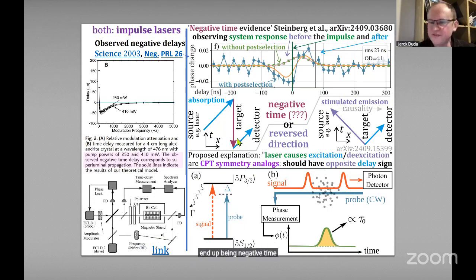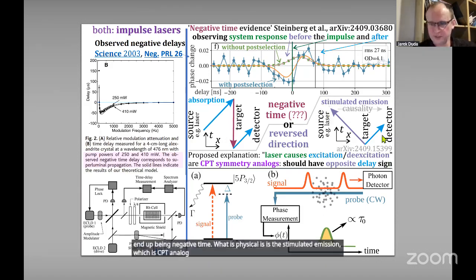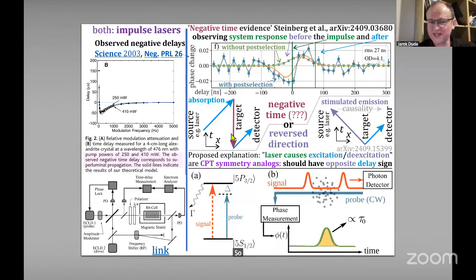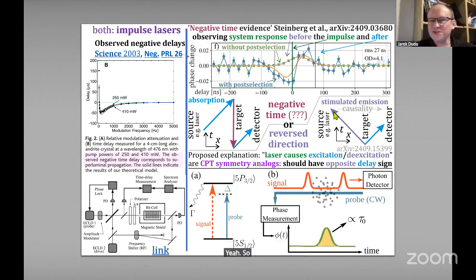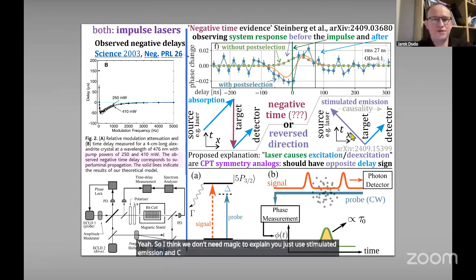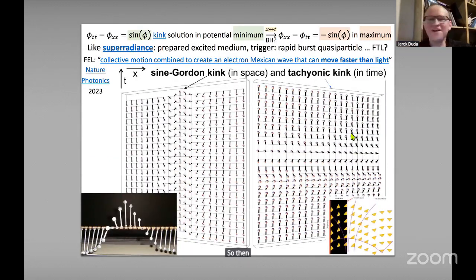What is physical is the stimulated emission, which is the CPT analog of absorption. So we have a reverse delay. So instead of this spending negative time, I think we should think about the stimulated emission. So I think we don't need magic to explain it. Just use stimulated emission as the CPT analog of absorption. So then, another nice topic, tachyons.